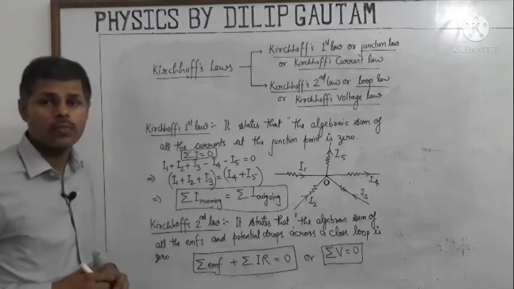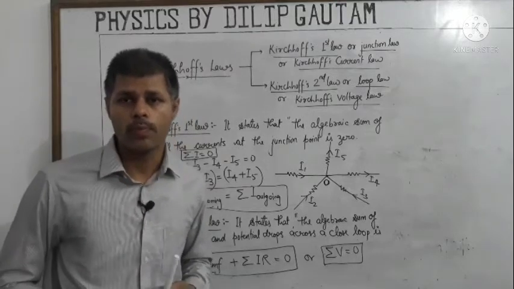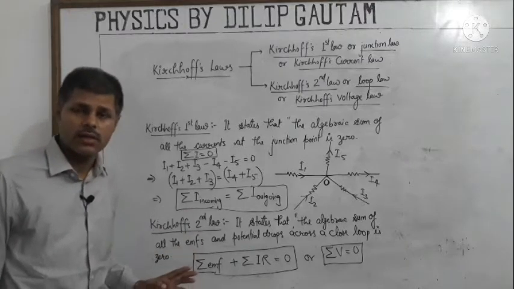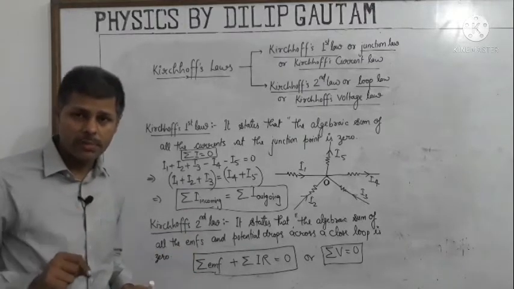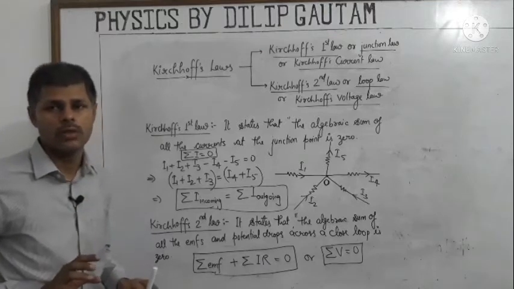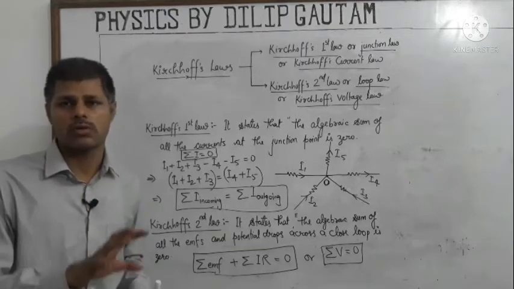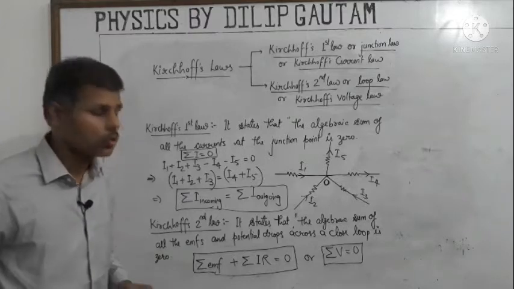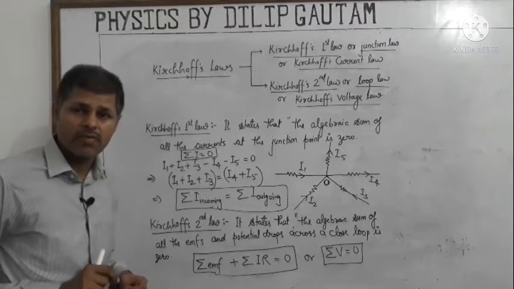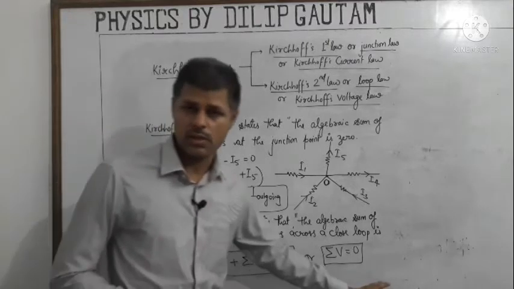Now Kirchhoff's second law. Kirchhoff's second law is always applied on a loop. That's why it is also called the loop law or the voltage law. What does it state? It states that the algebraic sum of all the EMFs and the potential drops across a closed loop is 0. It may be stated in mathematical form as sigma EMF plus sigma IR equals 0, or we can say sigma V equals 0.